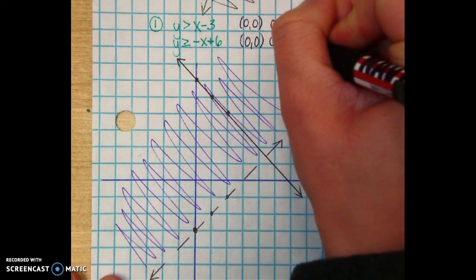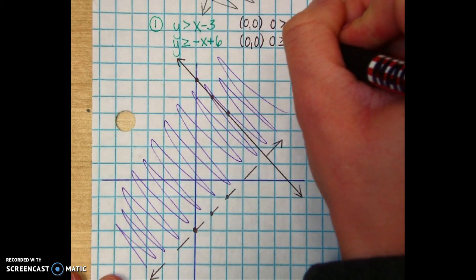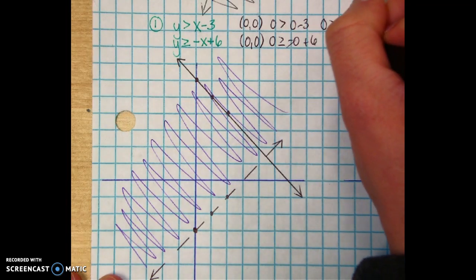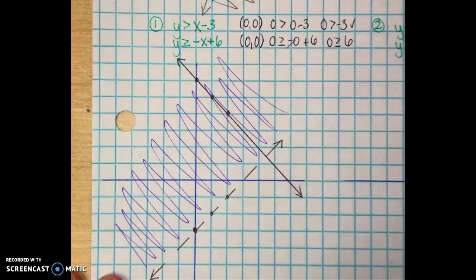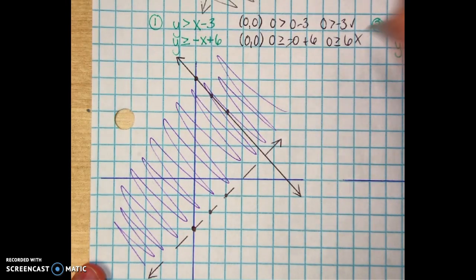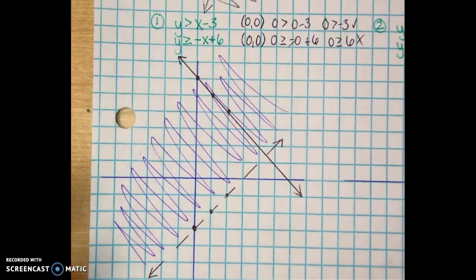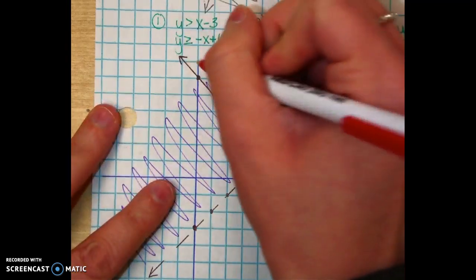So that would be 0 is greater than or equal to -0, which is just 0, plus 6. So is 0 greater than or equal to 6? That one is no. So you don't want to shade where 0, 0 is. So you want to shade above the line. And I'll use red for this one.